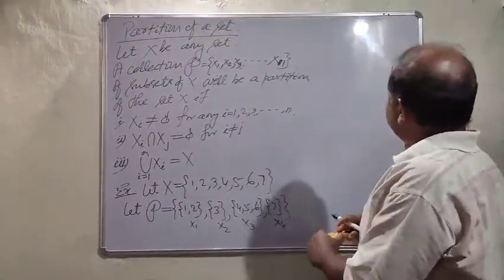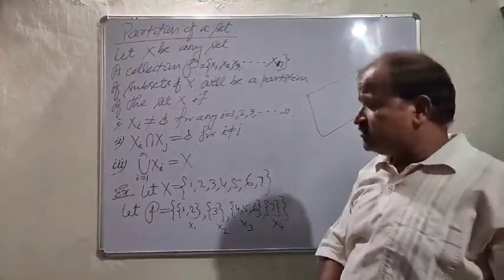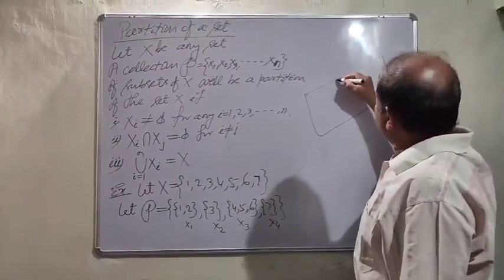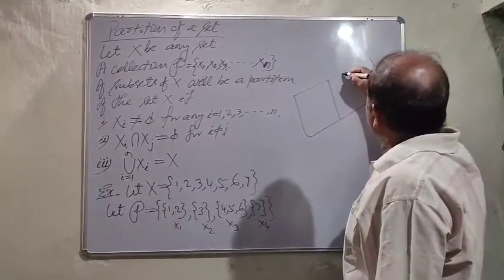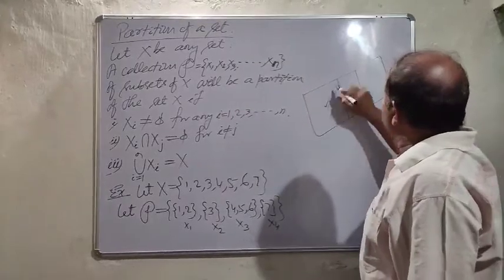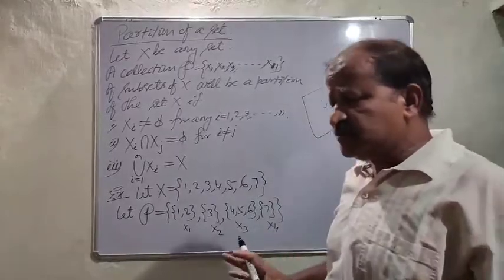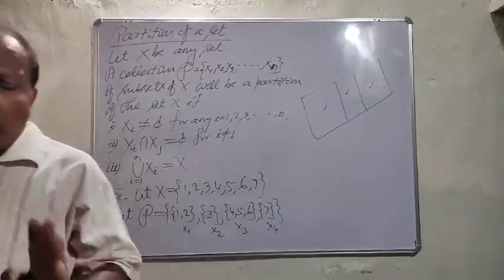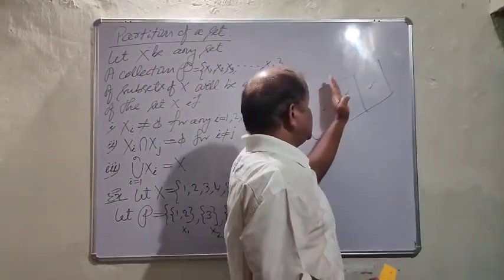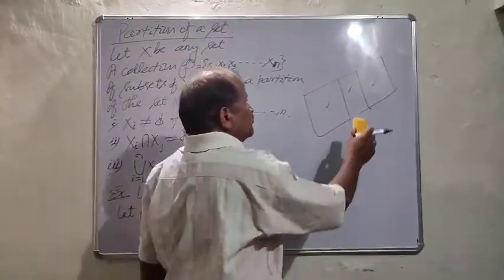Partition means, you see, suppose this is a set. This is a land. If you divide it among 3 brothers, then suppose one brother will get this, another brother will get this one, another. You see, this is a smaller part, this is larger than this. They may not be equal. Partition means there is no equality. They may be unequal, but they should be disjoint. That means there should not be any overlapping. There should not be any overlap.